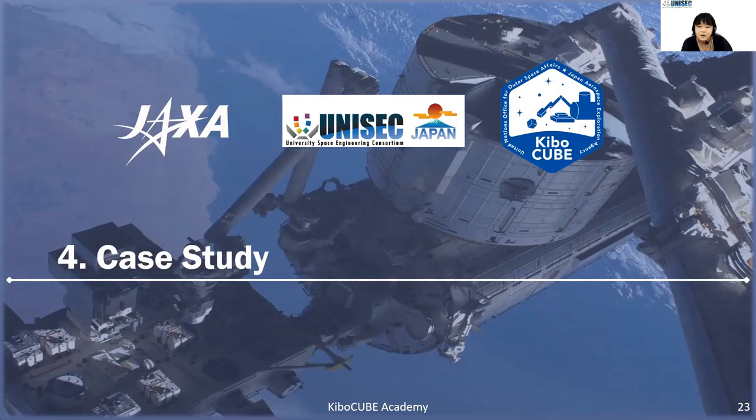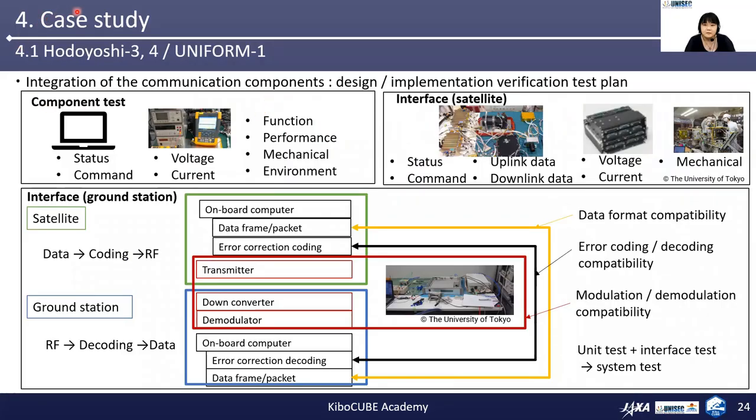In this section, I show system integration, some software function definition, and development examples related to the Hodor 3 and 4 and Uniform 1 satellites. In addition, I show some options for software development. This slide summarizes the integration of the transmitter. Here, it starts with the single component test. Check the status and the command interface with the personal computer.